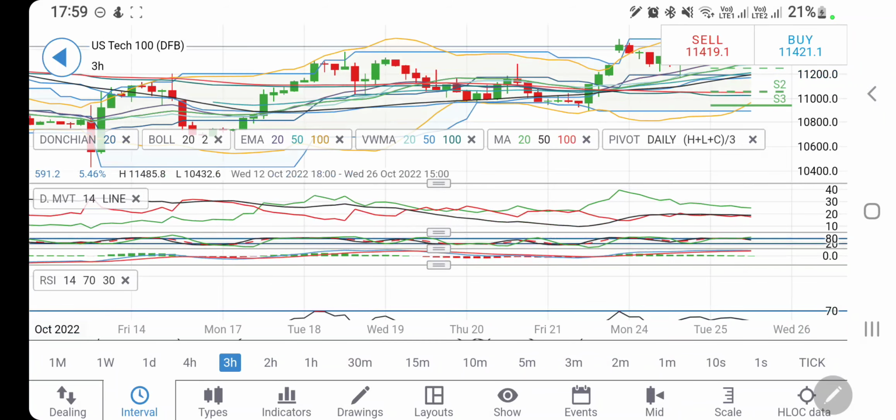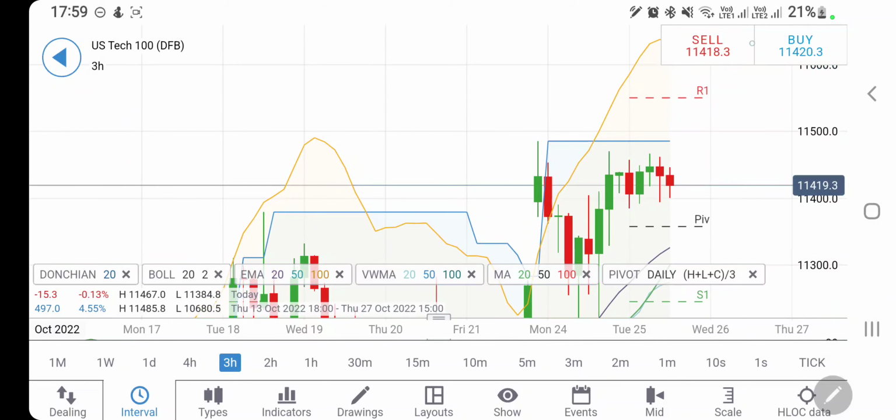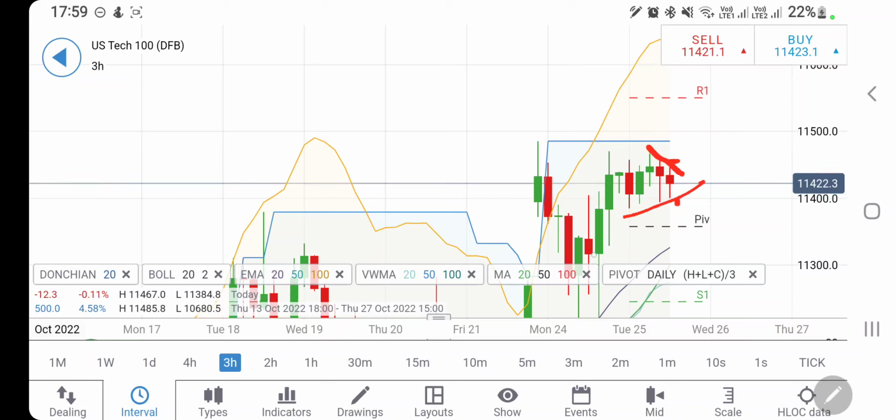RSI is sloping downwards, indicating little bearishness. Now look at the 3-hour charts. On the 3-hour chart, again same thing: consolidation, lower highs, higher lows. Let it break out either which way. 11,380, 11,480 levels. If it breaks either which way, above or below, you can expect good movement.